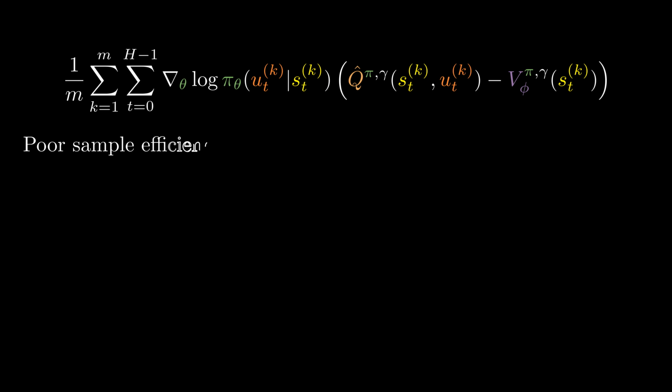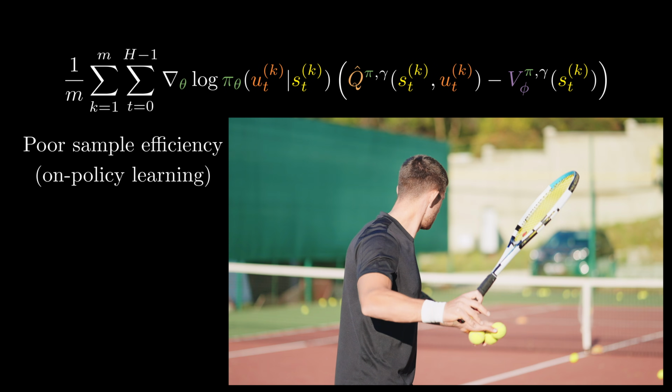After we generate responses from our policy, we only get a single gradient update. This is because the gradient estimate depends on the current policy parameter, theta. This is what we call on-policy learning.